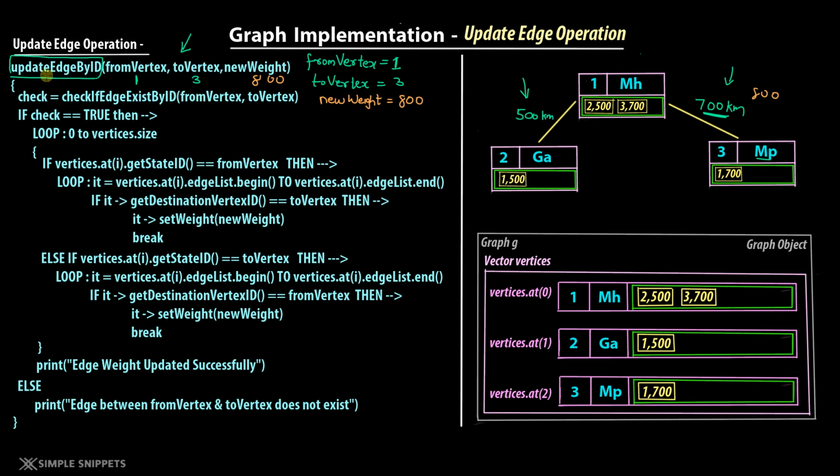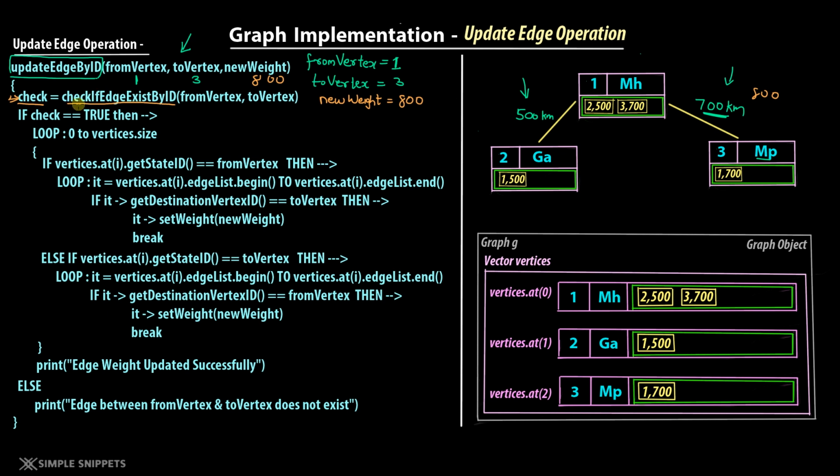Now this is our user defined function, so let's go step by step. This is step number 1, where you're doing a check. You say check equals check if edge exists by ID. Before you actually make these updates, obviously you need to check whether there is an edge between Maharashtra and MP. Only then can you update its weight value. Let's say you wanted to update the edge value between Goa and MP, but currently there is no edge only. So what are you going to update, right? That is the very first basic check that you have to do.